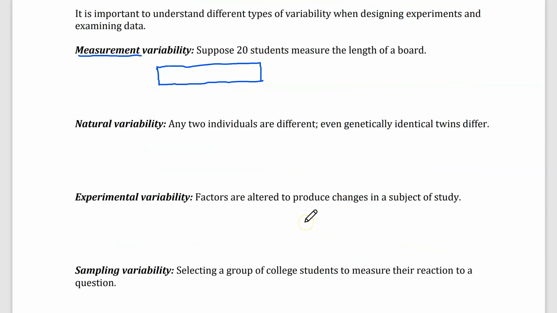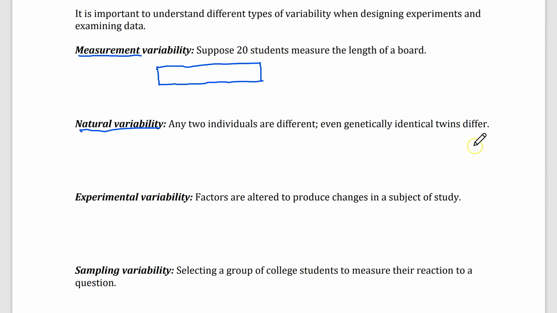The second type of variability that we're going to talk about is natural variability. Any 2 individuals are different. So we all have natural variability. Even genetically identical twins, they differ. If you've ever known a set of identical twins, their personalities differ. They do have some features that may differ. I grew up with a set of identical twins. Their biggest difference was definitely their personalities.